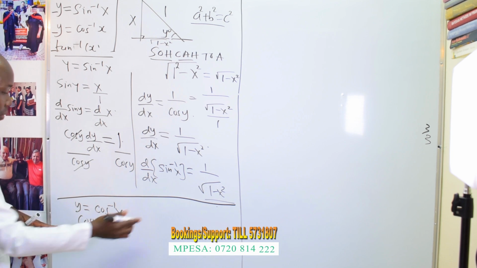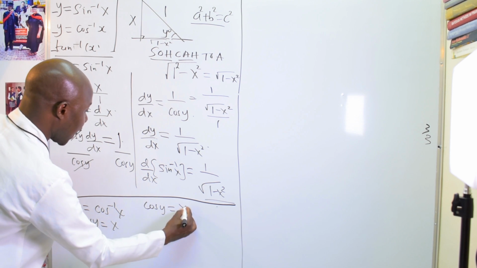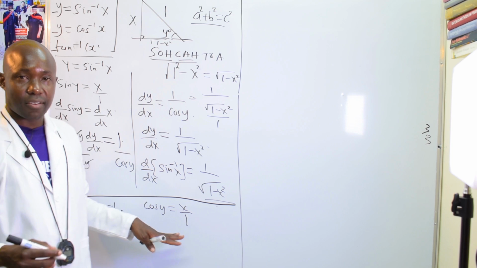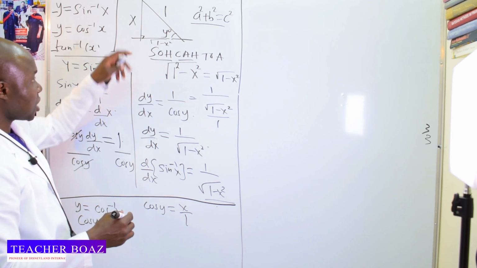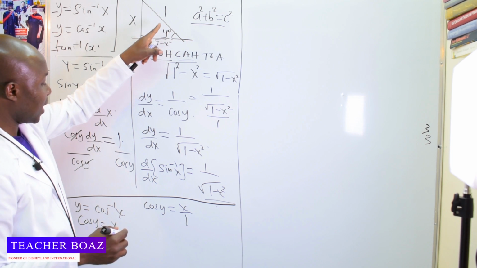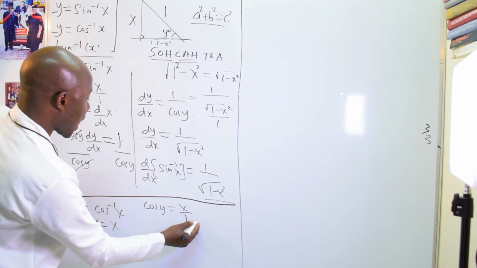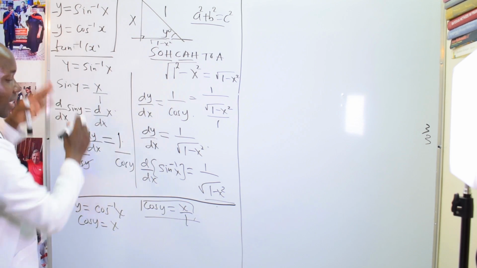Allow me to transfer my working here. Then by knowing the cosine of y becoming x, you can put your x over 1 because it is a whole number. Then you go back to a trigonometric ratio that the cosine of an angle should be adjacent over hypotenuse. Okay?